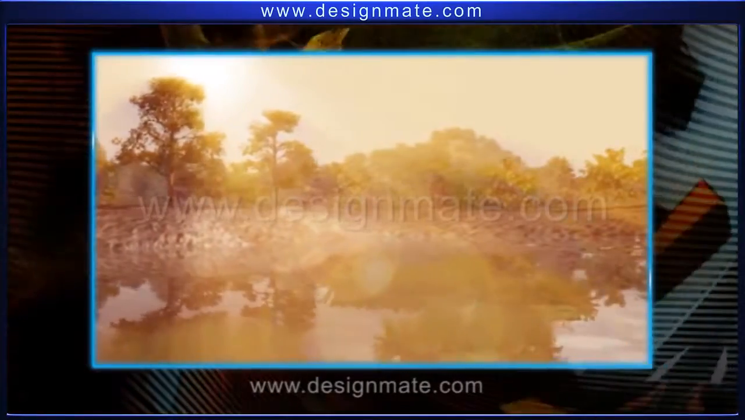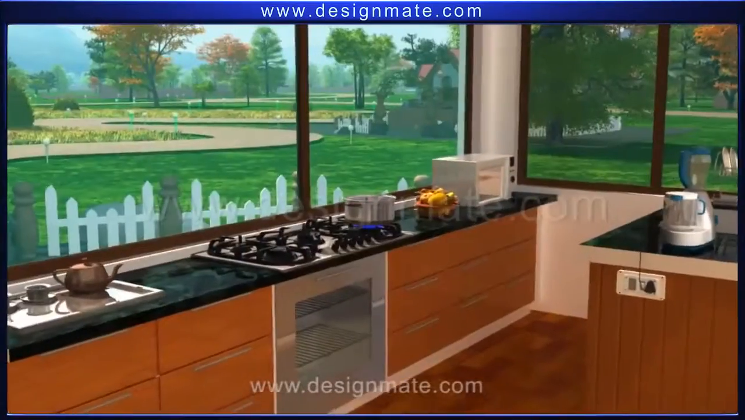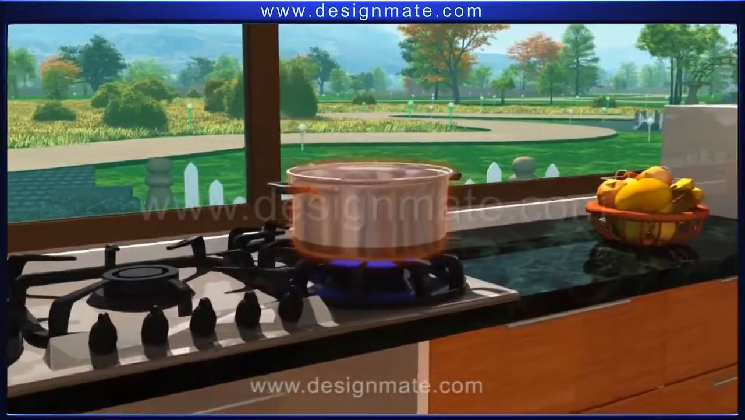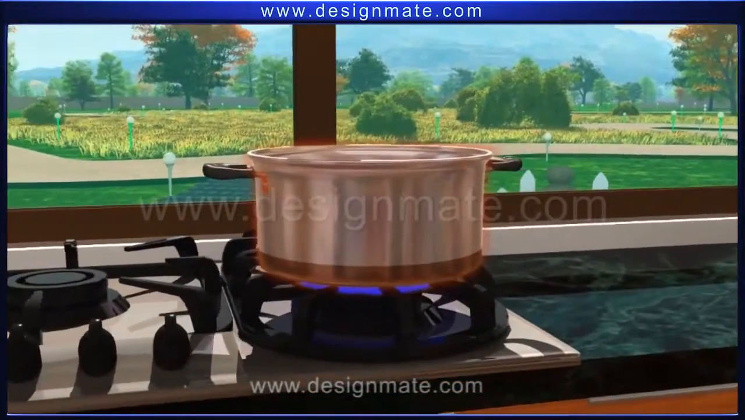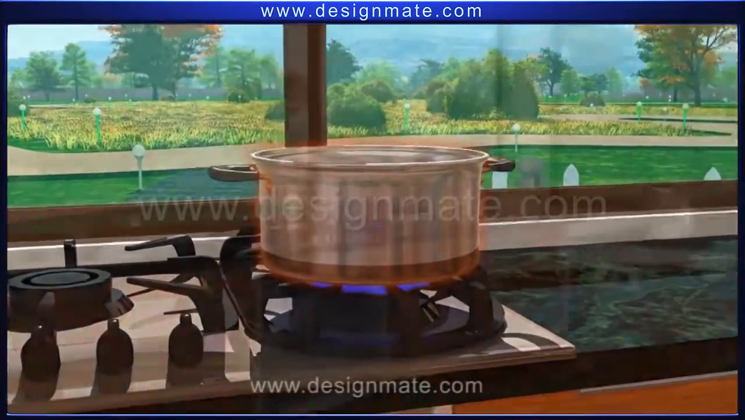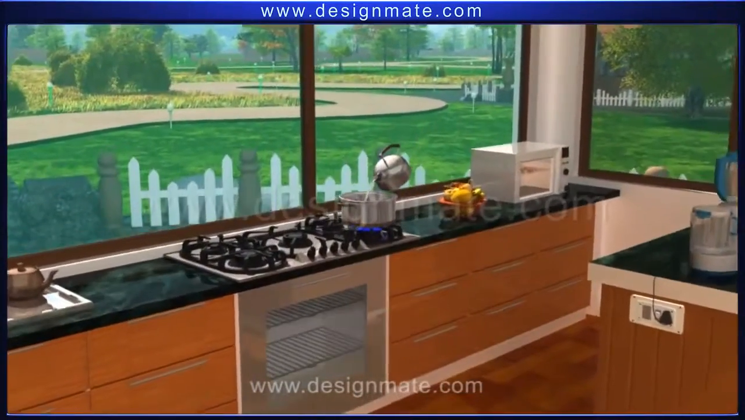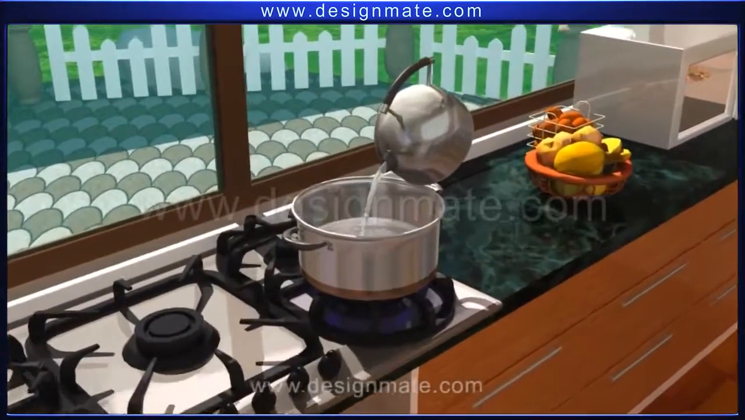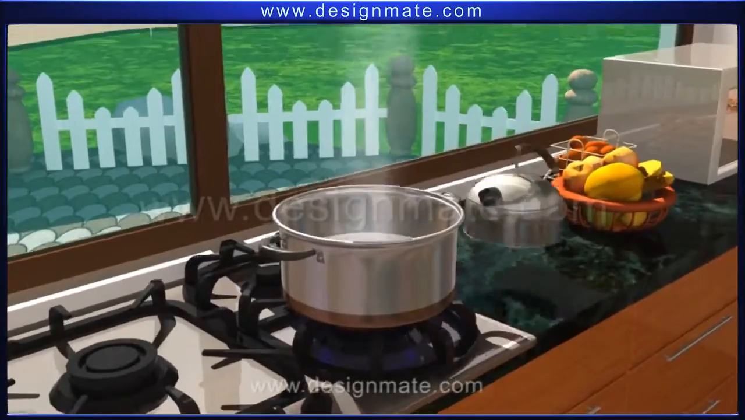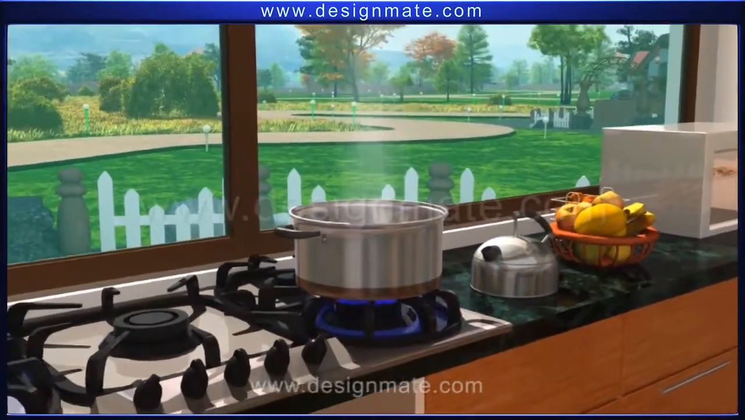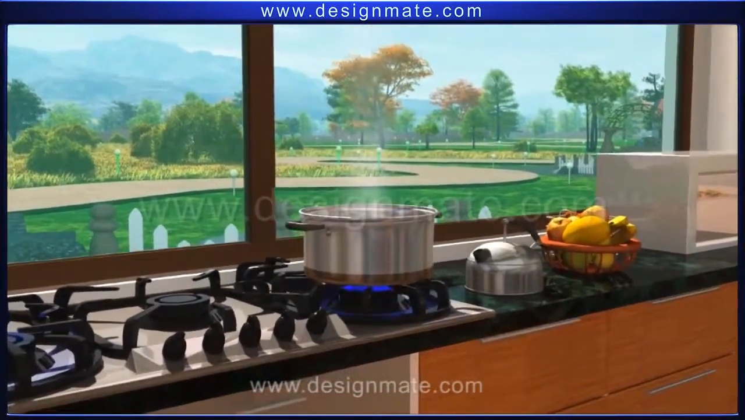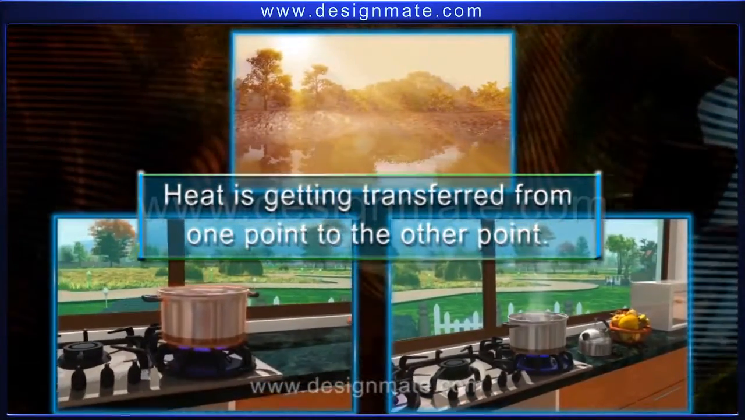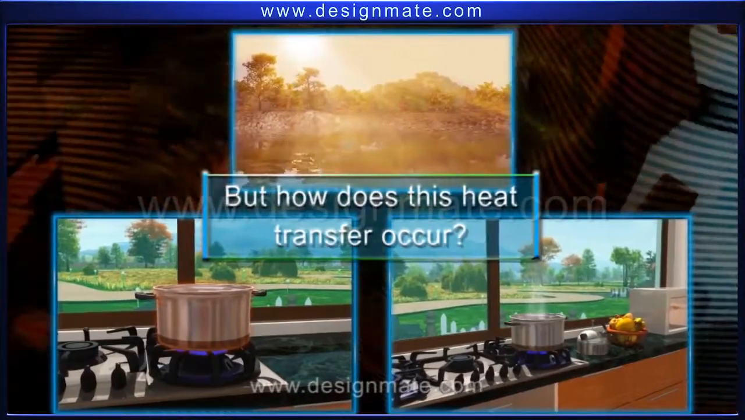We receive heat from the sun. A vessel kept on a burner gets heated on the top even though the flame is at the bottom of the vessel. Now, if we pour some water into this vessel, then the entire amount of water gets heated, in spite of the flame being at the bottom of the vessel. In all three instances, heat is getting transferred from one point to the other point. But how does this heat transfer occur?